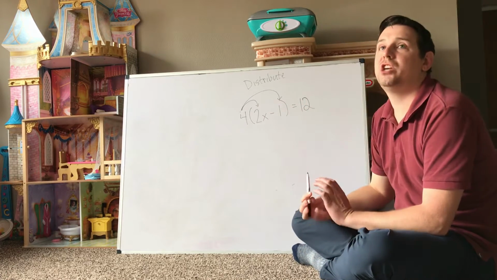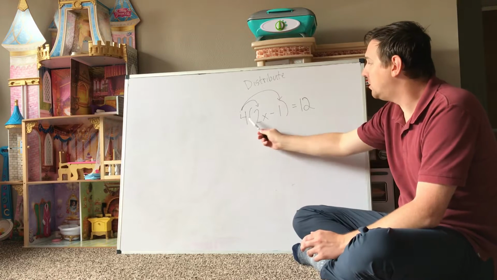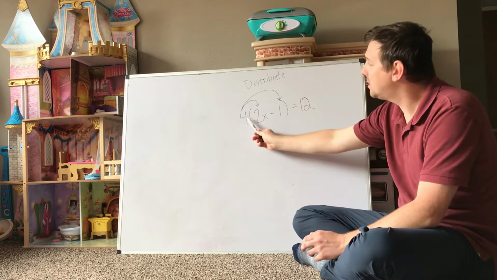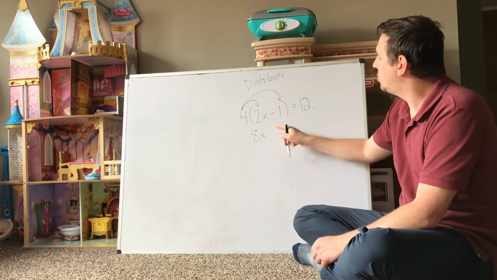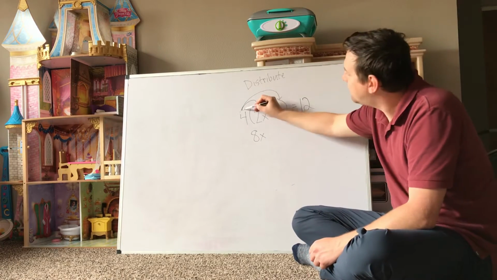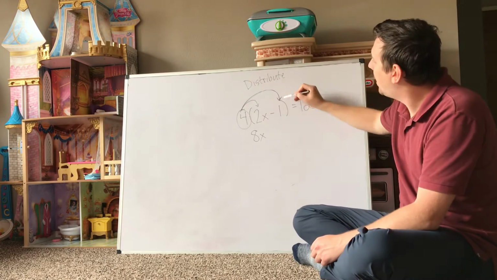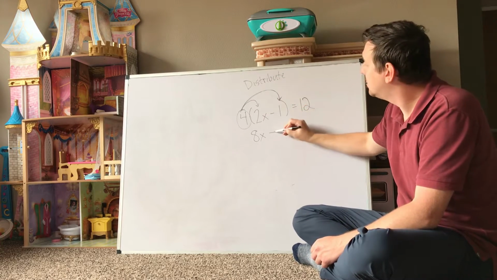Now, kids generally mess this part up. They will distribute it to the 2x, so 4 times 2x, 8x, and they'll just put minus 1. But you have to take this 4 and multiply it by the minus 1 as well to get minus 4.